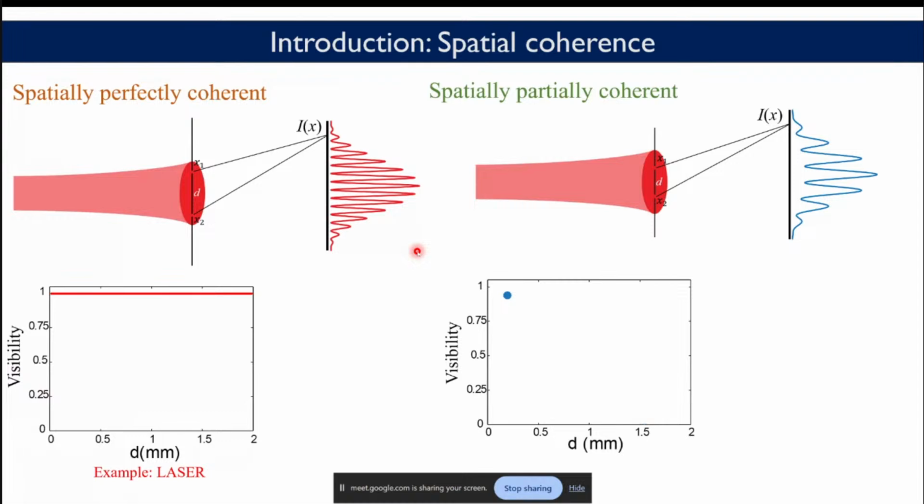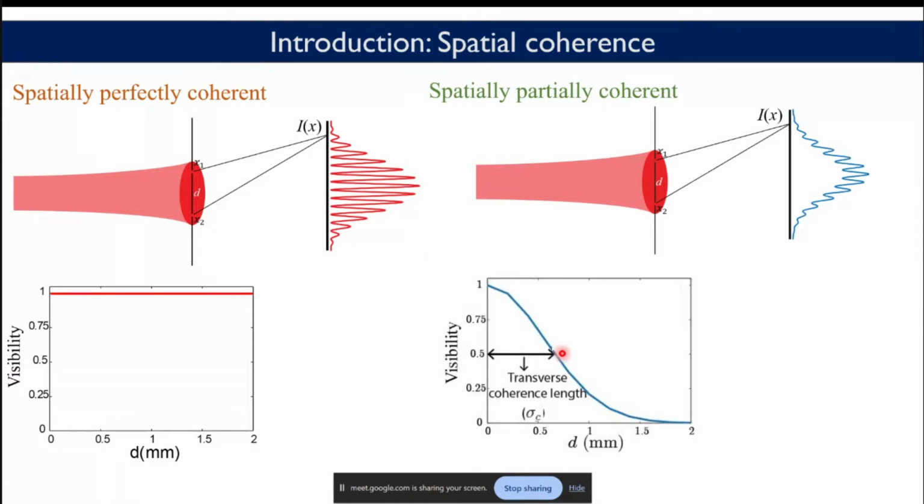That means the coherence between these 2 points x1 and x2 has degraded. Now if you can go further apart, then almost no visibility. There are very faint interference fringes you can see. So that's why the coherence is almost washed out. That's what we typically expect for a partially coherent source. As the separation between the 2 points increases, the coherence basically dies out.